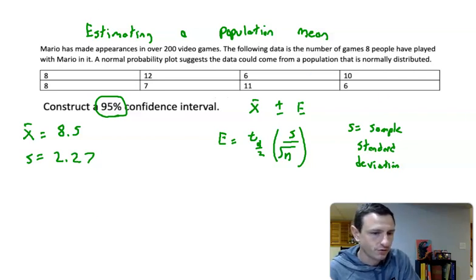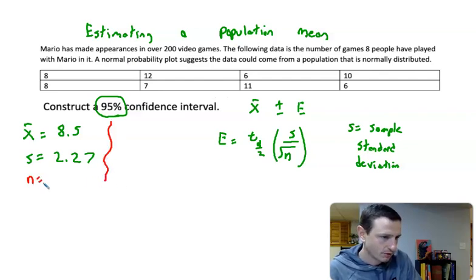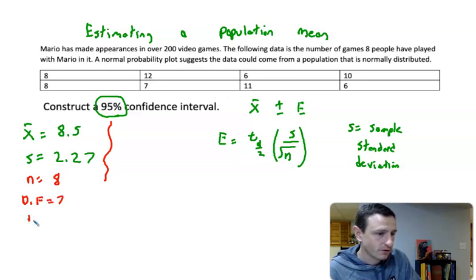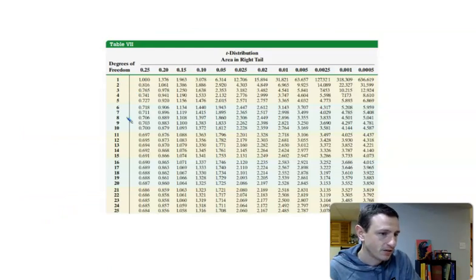Next, we need to get our critical value. So here's how we navigate that process. We might as well write down the sample size and degrees of freedom here. Sample size is 8. We sampled 8 people. So our degrees of freedom then is 7. Degrees of freedom is found by taking your sample size minus 1.